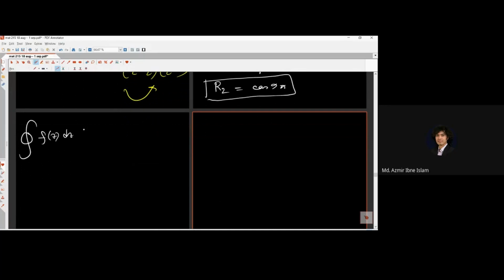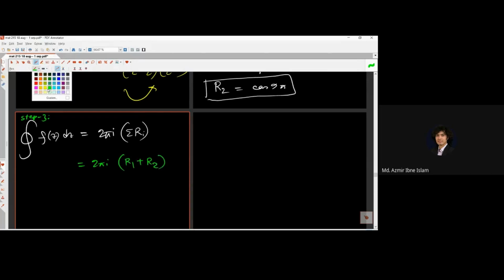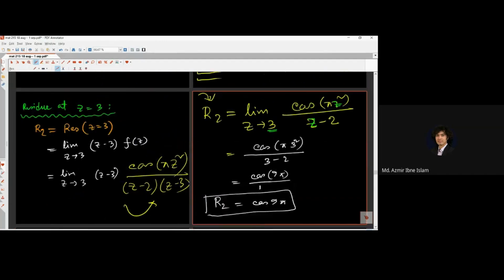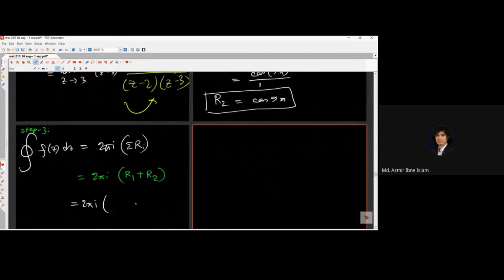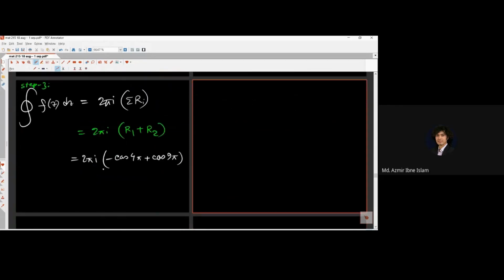Try to understand. So that is equal to 2 pi i times the sum of all residues. How many residues do we have here? Two. So this is step 3. That means 2 pi i times the sum of R1 and R2. So it is our result. Just input R1. R1 is negative cosine 4 pi, plus R2 which is positive cosine 9 pi. If you have a calculator, you can find the value. But this is enough as an answer.